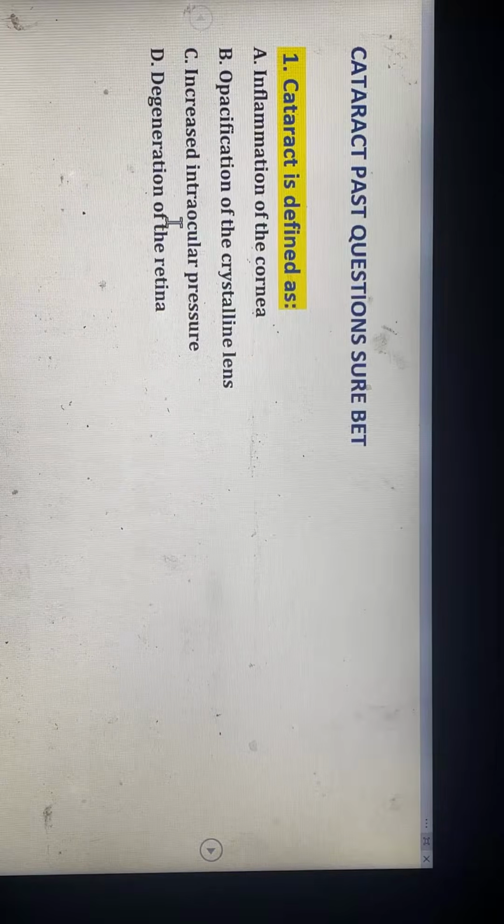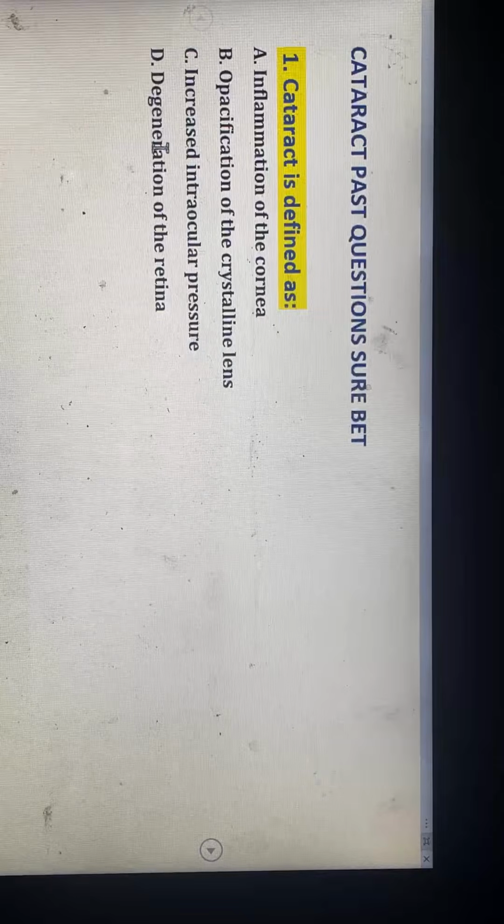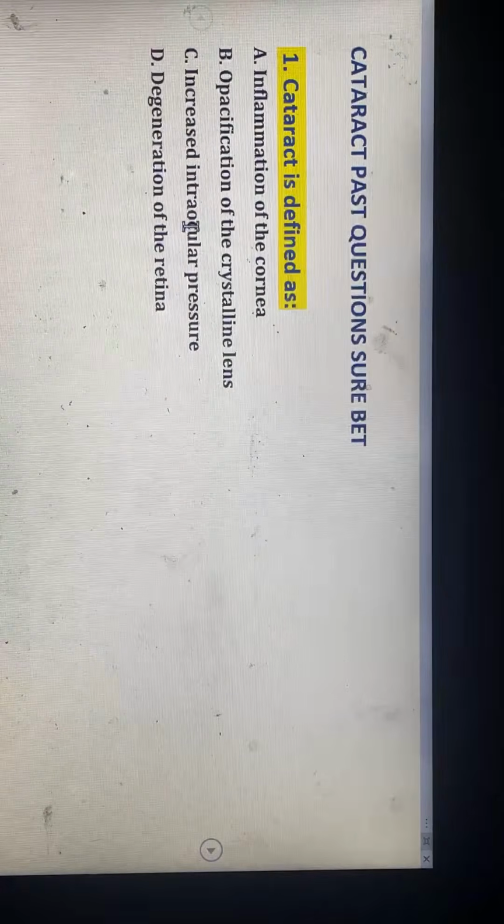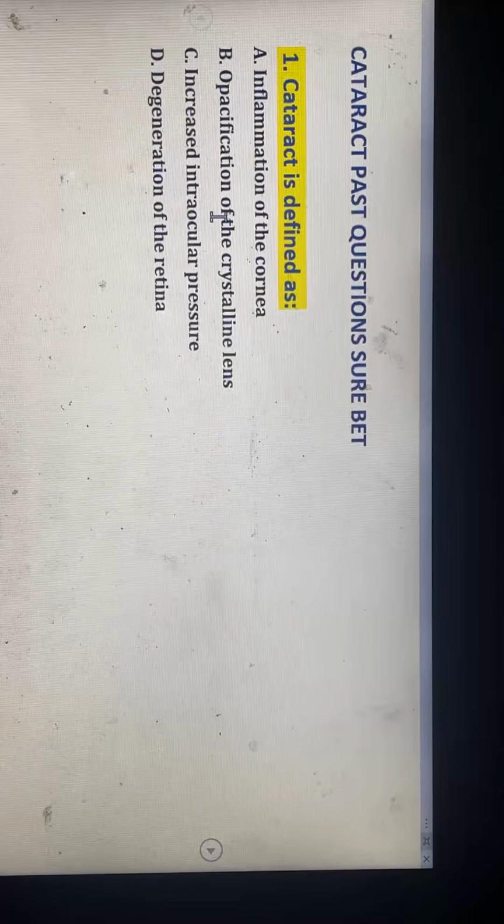Okay, let's check the correct answer. Some students are choosing B, but let us check the right answer. If you choose degeneration of the retina, you are wrong. If you choose increased intraocular pressure, you are wrong. If you choose opacification of the crystalline lens, you are correct. So the right answer is what? B. Don't forget this in case of your exams. Are we together? So cataract is best defined as the opacification of the what? Crystalline lens. Don't forget this in case of your exam.